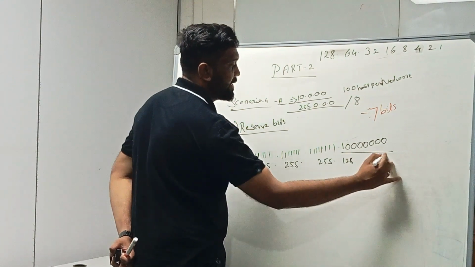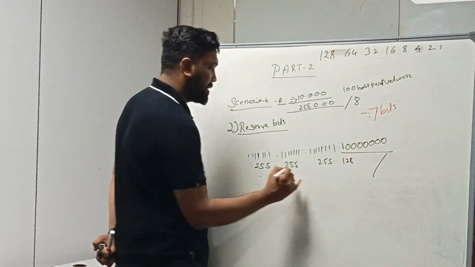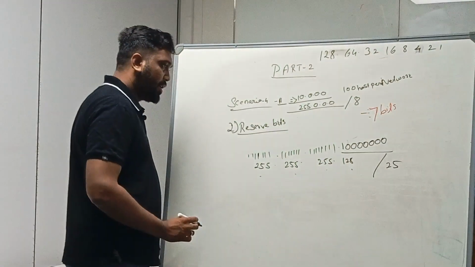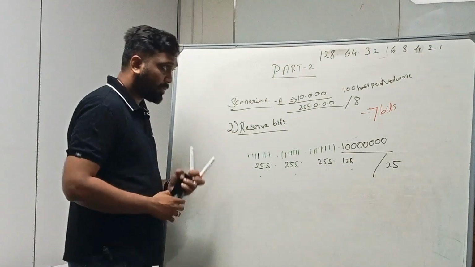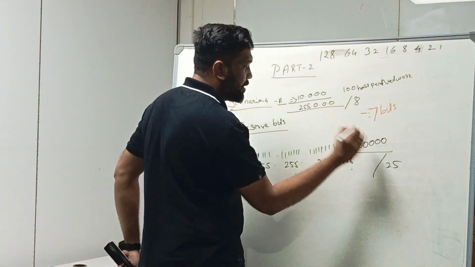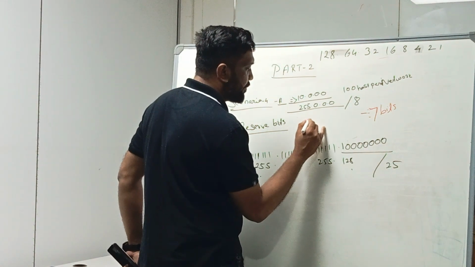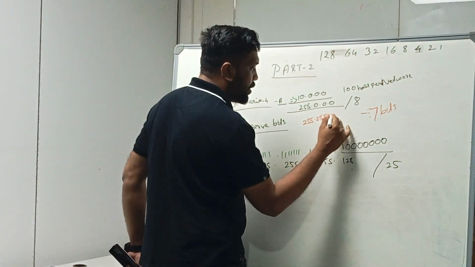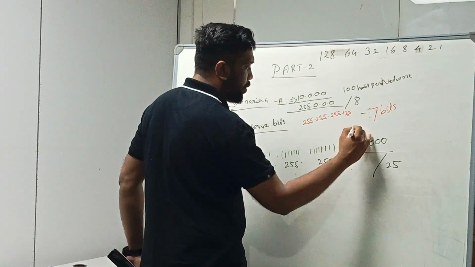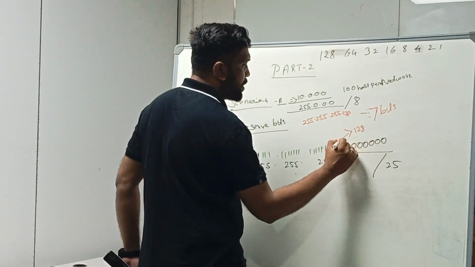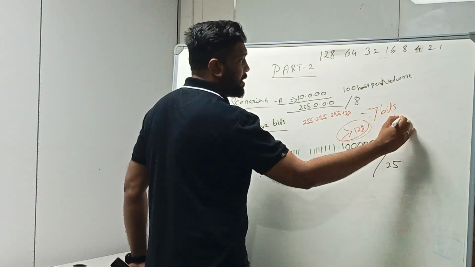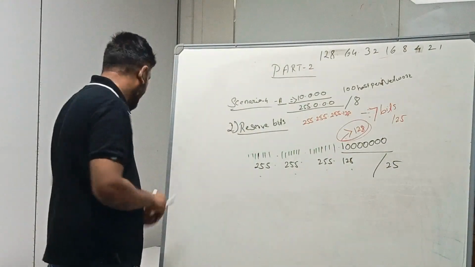The subnet mask is 255.255.255.128. The CIDR value, if you see, is 8 plus 8 plus 8 plus 1, which is 25. So we got /25 as the subnet mask. The subnet mask is 255.255.255.128, and the increment value is 128. We got the increment value, and now we have our CIDR value also. Now let us do the incrementing.